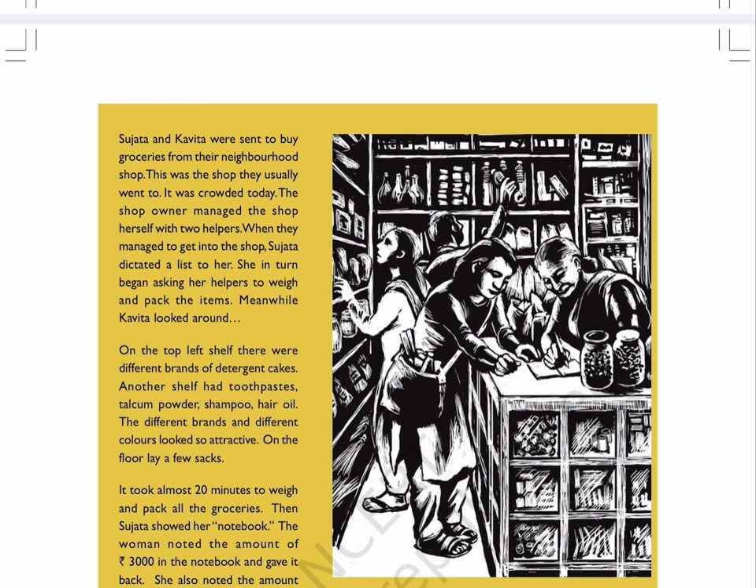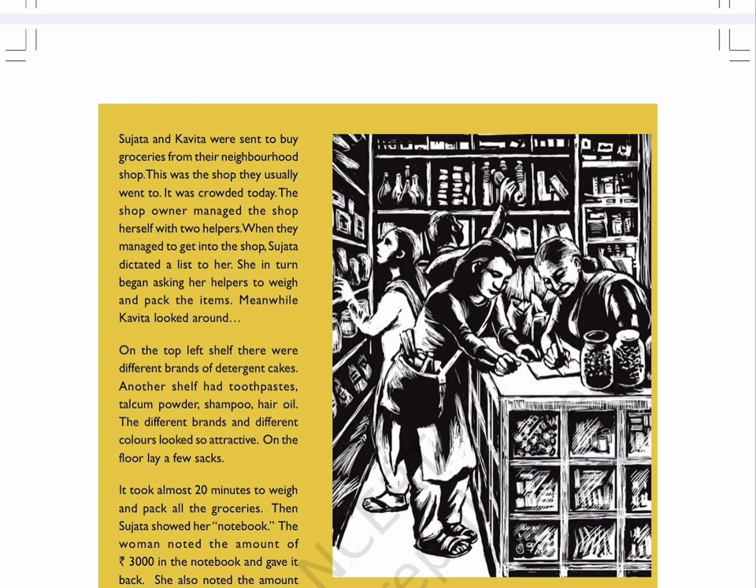Sujata and Kavita were sent to buy groceries from their neighborhood shop. This was the shop they usually went to. It was crowded today. The shop owner managed the shop herself with 2 helpers. When they managed to get into the shop, Sujata dictated a list to her. She, in turn, began asking her helpers to weigh and pack the items.